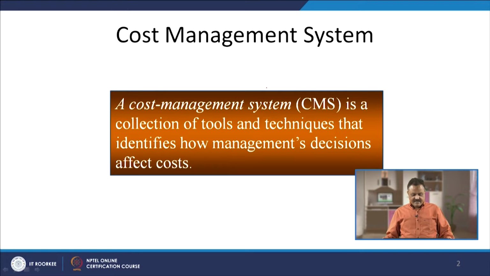Cost management system is a collection of tools and techniques that identifies how management's decisions affect cost. It covers how the cost of production is calculated, how that is used for determining the selling price of the product, what the important components are that are taken into account for calculating the total cost of production, how the variable cost is allocated, and how the fixed cost is allocated. When you study all this together in totality, then that system is called CMS or the cost management system.